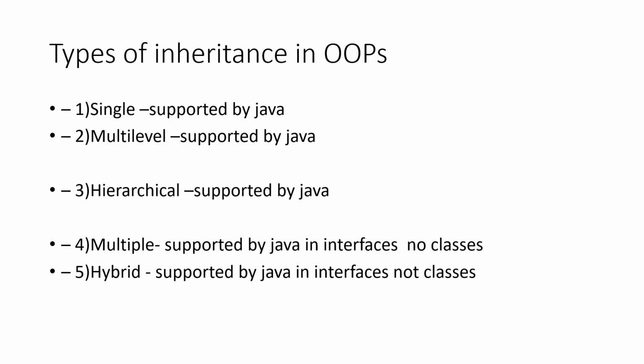There are 5 types of inheritance: single, multi-level, hierarchical, multiple, and hybrid. Single, multi-level, and hierarchical are supported by Java with classes, okay? Multiple and hybrid inheritance are supported by Java through interfaces, not classes. Let us look at each of these.